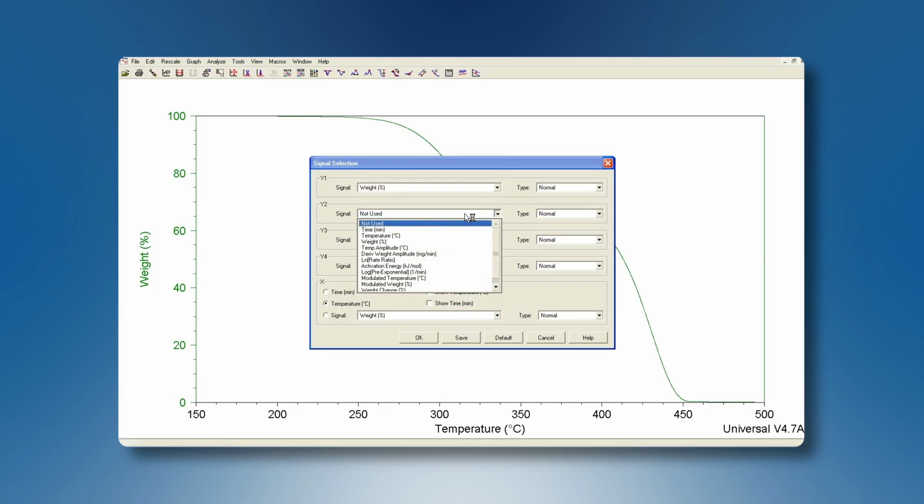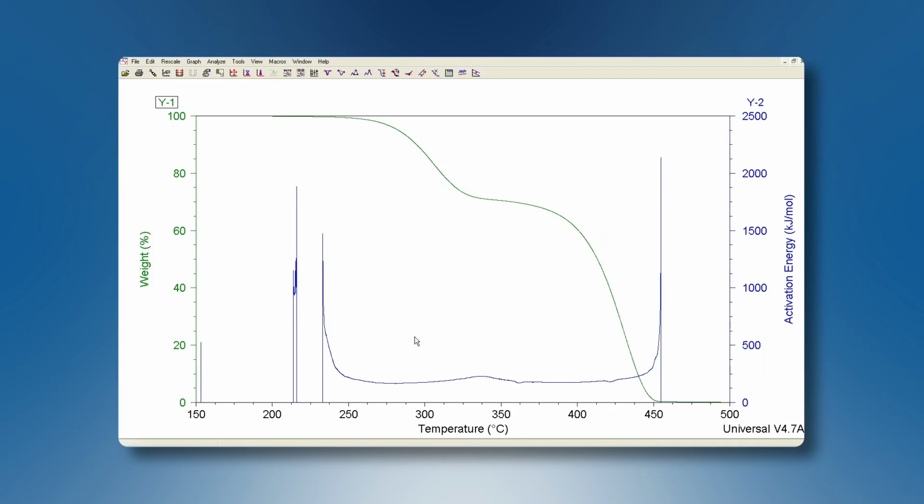If you plot the activation energy, you will find it directly in the plot. And if you identify one decomposition, like this one, you will be able to find the activation energy of that process by simply right-clicking and selecting this point. So for this decomposition, the activation energy is 169.6 kilojoules per mole.